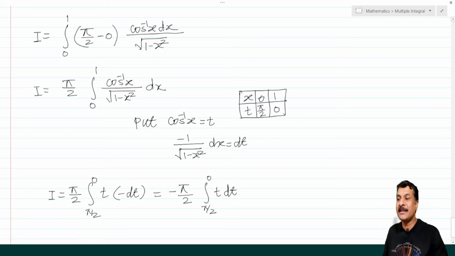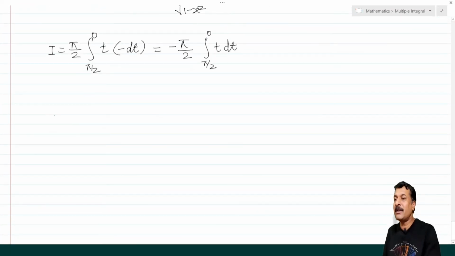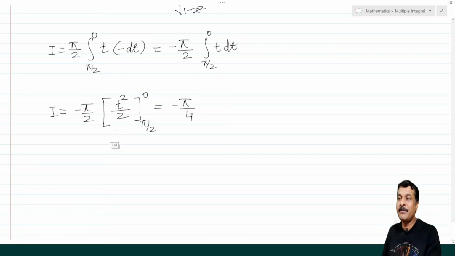So what is the integration of t? It is t square by 2. So I am getting I equal to minus pi by 2, a constant, and here t square by 2, lower limit is pi by 2, upper limit is 0. That is minus pi by 4, because the 2 is outside, upper limit is 0. So 0 minus the square of this one, it will be pi square by 4. So minus minus plus. So what is I? I is pi cube by 16, which is your required answer.